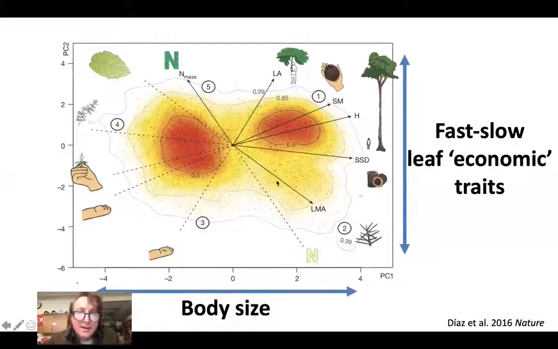But the variation in the vertical direction, up and down, reflects differences in what we call leaf economic traits: differences in nutrient content, leaf size, carbon allocation, and photosynthetic rates. So between body size and these leaf economic traits, which we'll likely get into more in some of the subgroups and also when we're in Peru, these are the traits that allow us to differentiate differences in the vertical direction.